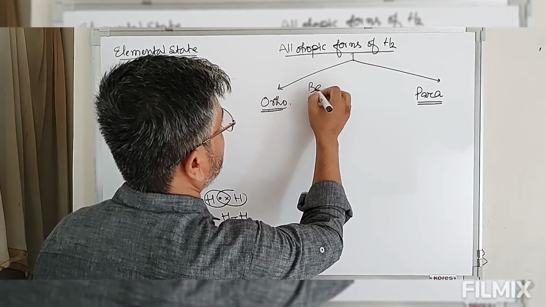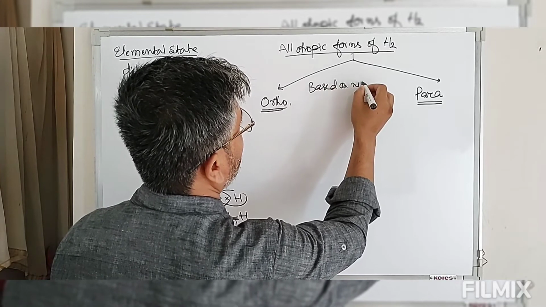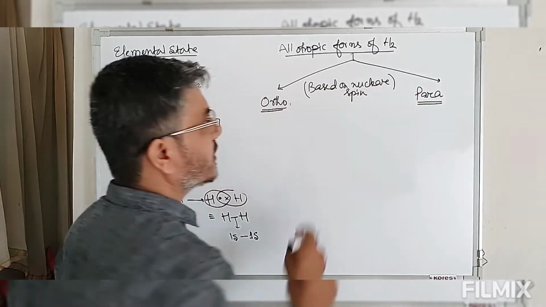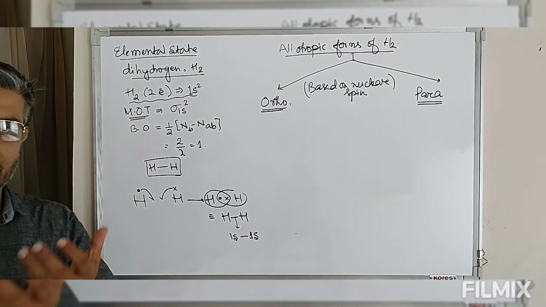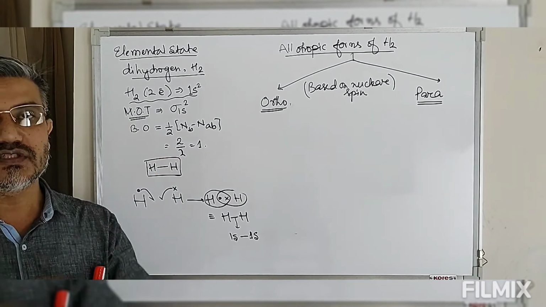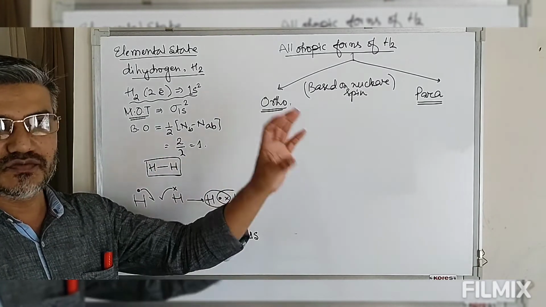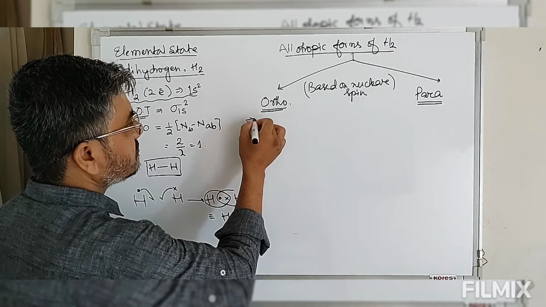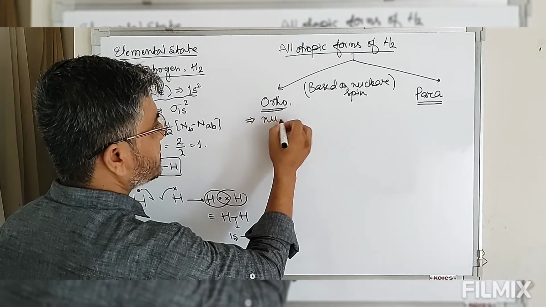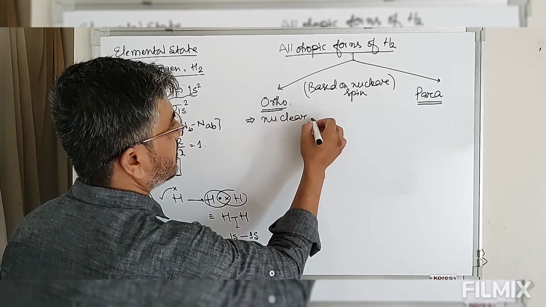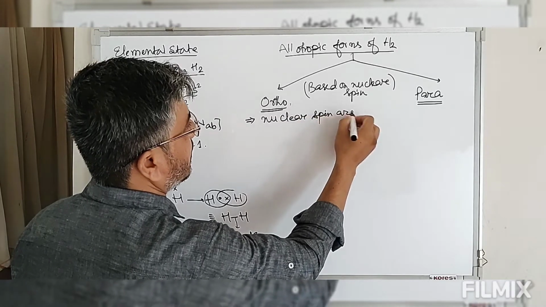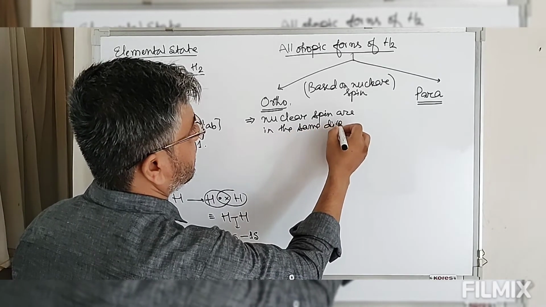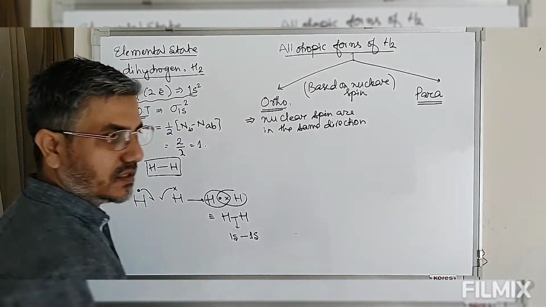These two are based on the nuclear spin of the nucleus. Similar to the electron, the nucleus also spins, and based on the spin of the nuclei of the two hydrogens present in molecular hydrogen, this hydrogen can be of two types, that is ortho and para. In ortho, nuclear spins are in the same direction, either both are clockwise or both are anti-clockwise.